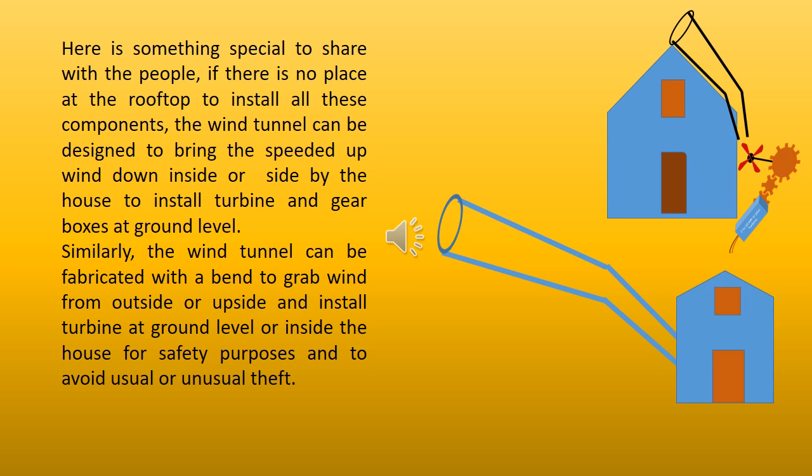So here is something very special to share with the people. If there is no place at the rooftop to install all these components, the wind tunnel can be designed to bring the speeded up wind downside or side by the house to install the turbine and gearboxes at ground level. Similarly, the wind tunnel can be fabricated with a vent to grab wind from outside or upside and install the turbine at ground level or inside the house for safety purposes and to avoid usual or unusual theft.